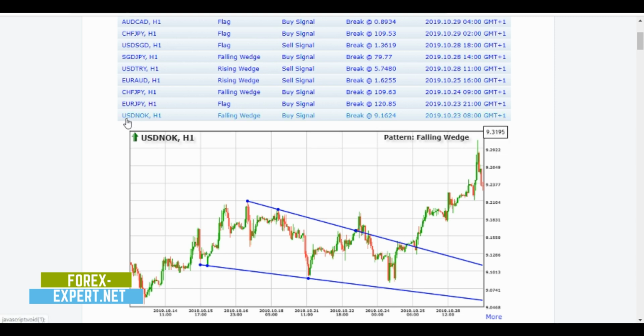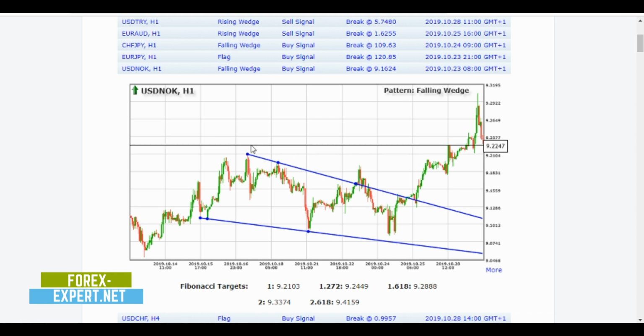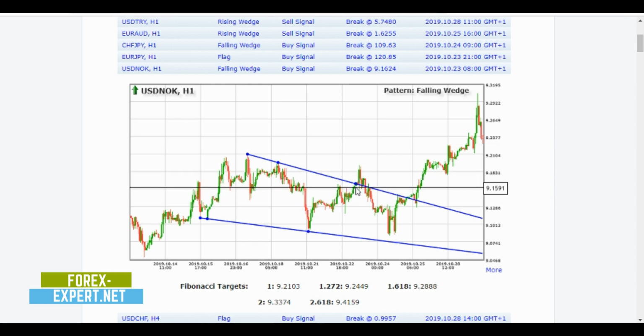We have the US dollar and the Norwegian krone on the 1 hour time frame, and a falling wedge buy signal, break at 9.1624. I selected this trade for many reasons. The first reason is that you must be ready for pullbacks. Many times the price will break through the trend line and then will retest or go back inside the figure.